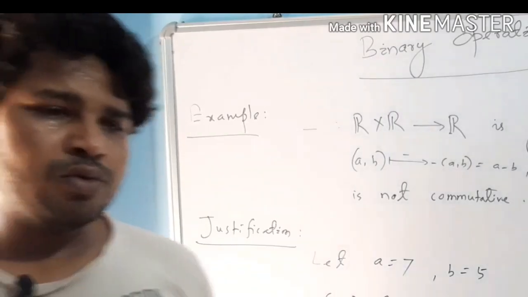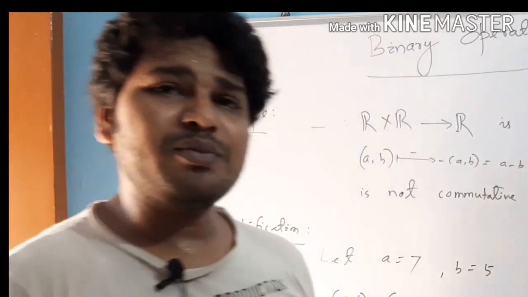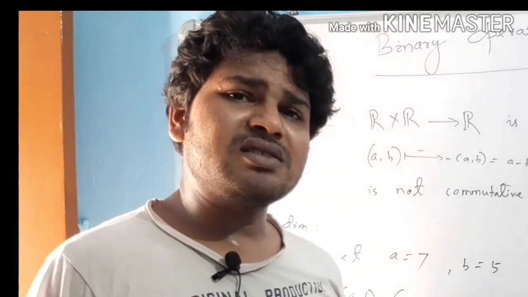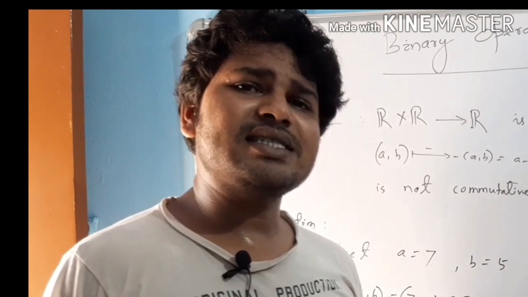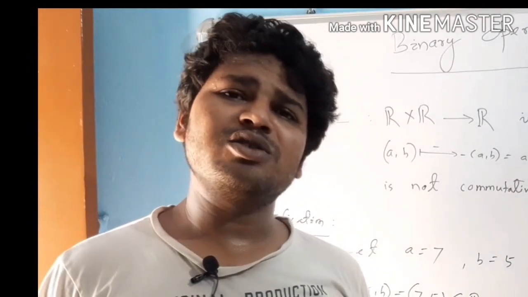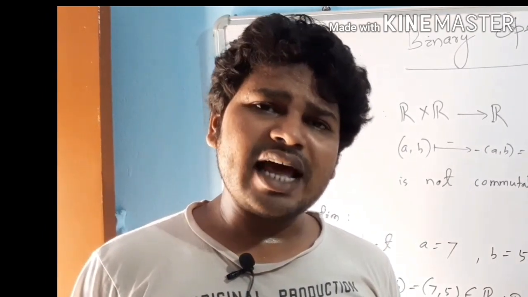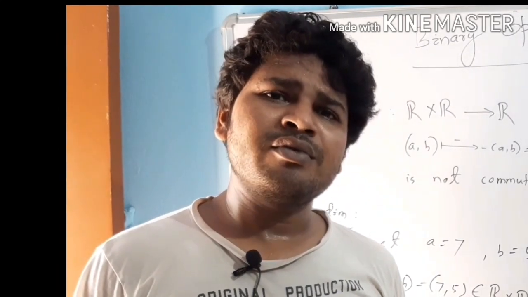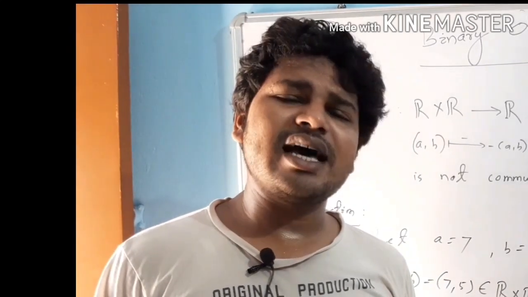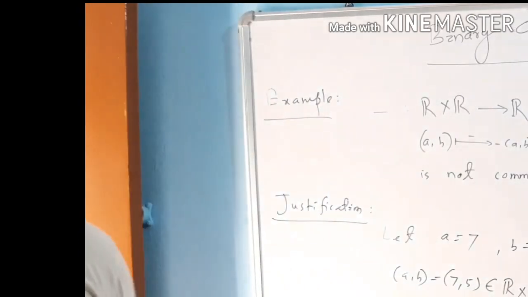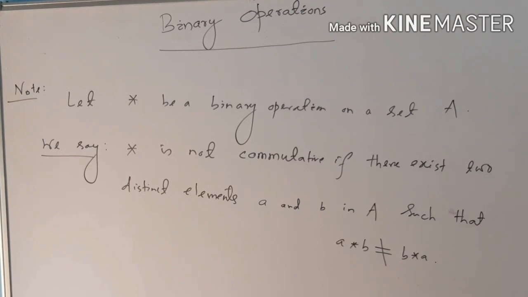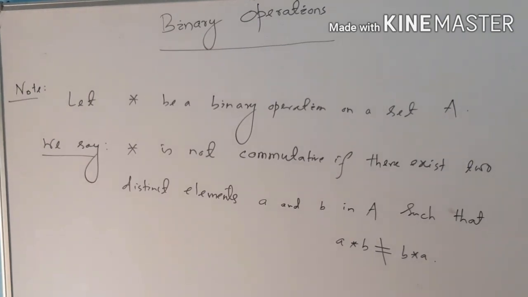One more thing I want to express here. In the definition of commutative binary operation, we have said that a binary operation star on a set A is said to be commutative if A star B equal to B star A, and this is true for all A, B belongs to A. But to prove a binary operation is not commutative, it is enough to find at least one pair of distinct elements A, B belongs to R such that A star B is not equal to B star A. Note, let star be a binary operation on a set A. We say star is not commutative if there exist two distinct elements A and B in A such that A star B is not equal to B star A.